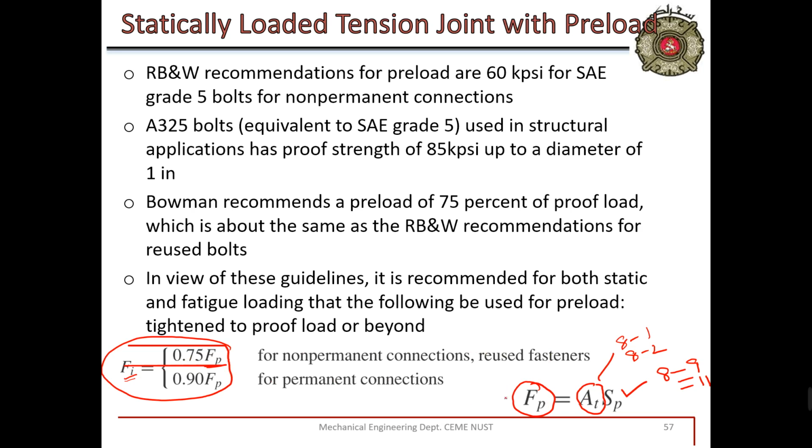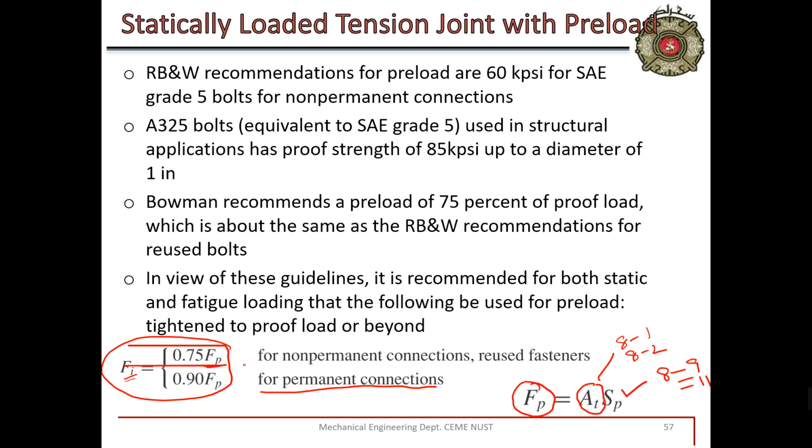If you are using a bolt to assemble and then you are required to disassemble it, then apply only 75% of the maximum load. And if you are using a nut and bolted joint and you don't want to open it for a very long period of time, in other words, for you the joint is permanent, then apply up to 90% of its proof load. And that is the value to calculate Fi.